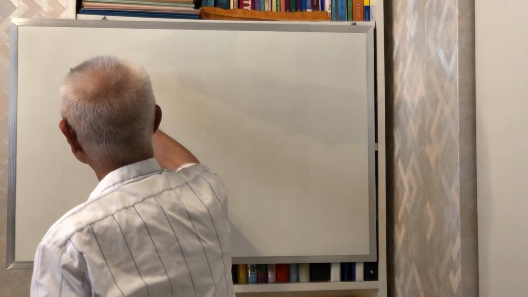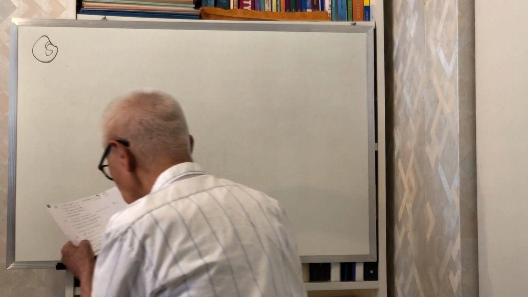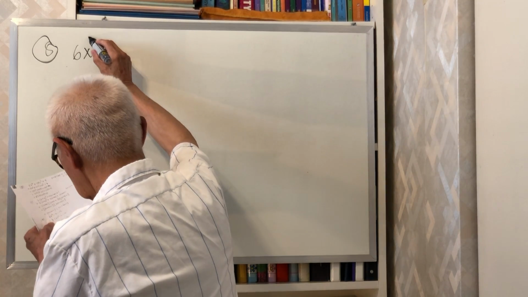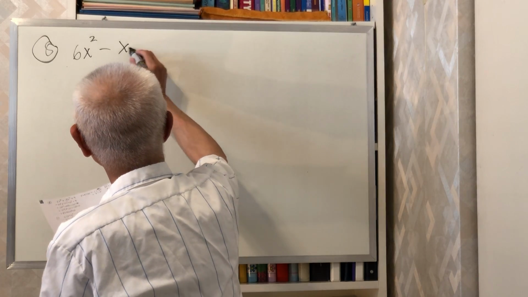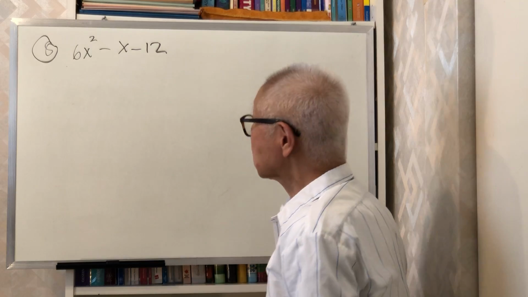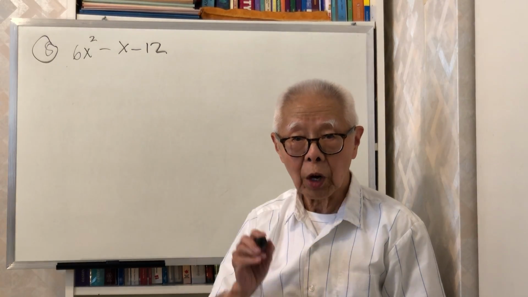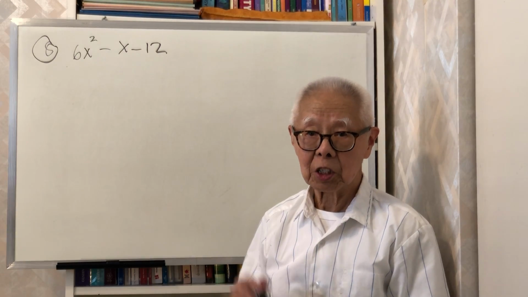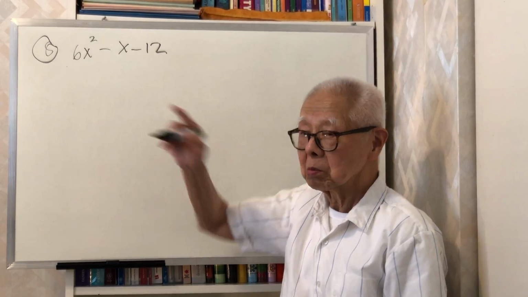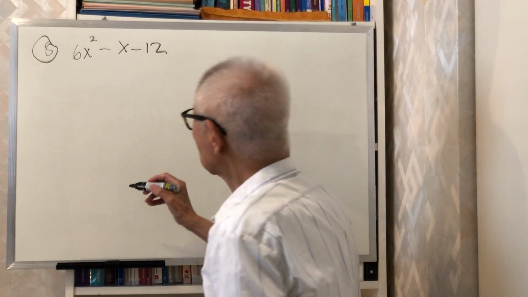Number 8. Now number 8, I am going to introduce you to another way of factoring. Another way. It's not to break up the middle term. There is another way. What is the other way?